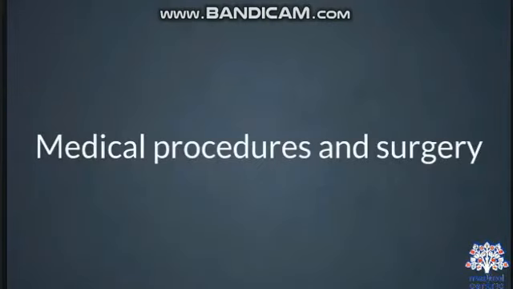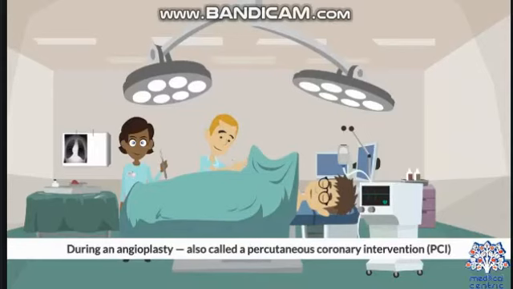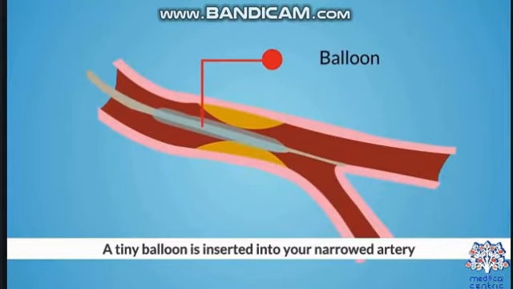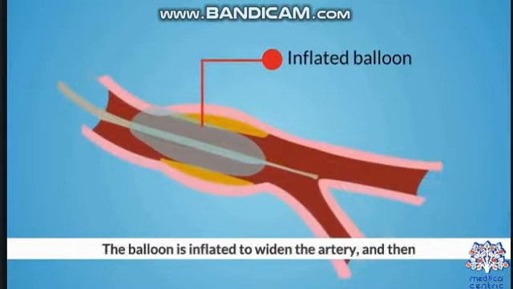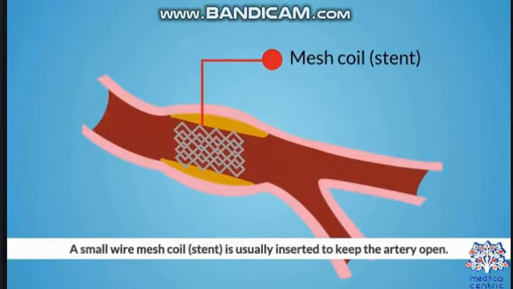Medical procedures and surgery. Angioplasty and stenting. During an angioplasty, also called a percutaneous coronary intervention, or PCI, a tiny balloon is inserted into your narrowed artery. The balloon is inflated to widen the artery, and then a small wire mesh coil, or stent, is usually inserted to keep the artery open.